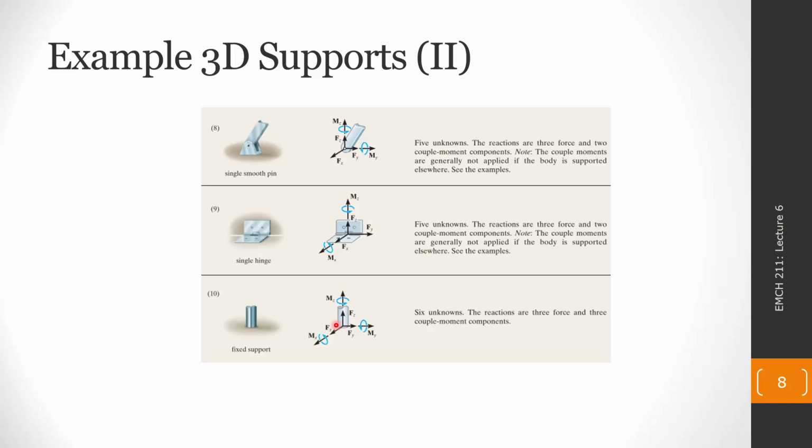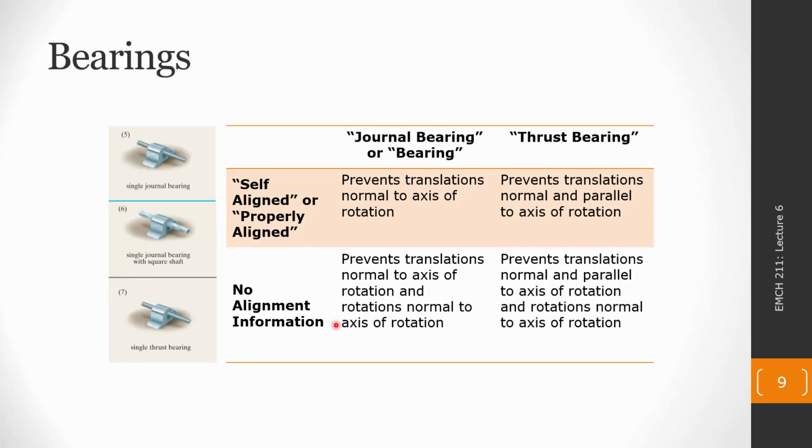And also commonly we're going to see bearings when we are in 3 dimensions. And we're going to see kind of two types of bearings. So I put a table together that describes the difference between them. Let's go in the columns first. A bearing can be what we call a journal bearing or a thrust bearing.